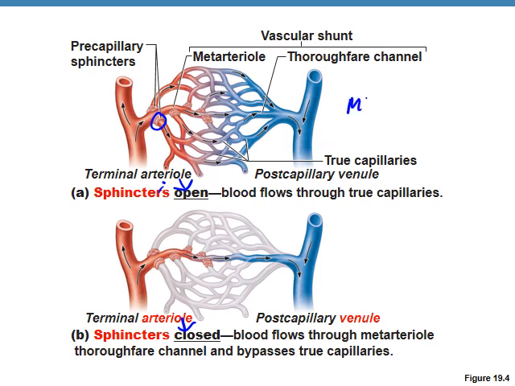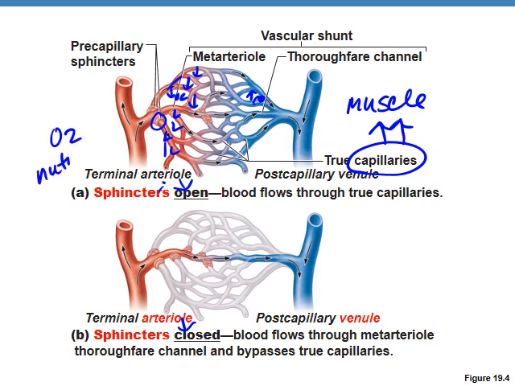So let's say you're working out and this capillary bed is feeding a muscle. Well, every single point here, you can drop off oxygen. Over here, you can pick up CO2. Drop off, drop off. So you have lots of surface area to drop off oxygen and nutrients. And you have lots of surface area that you can pick up CO2 and waste.